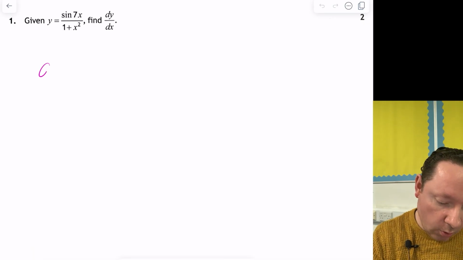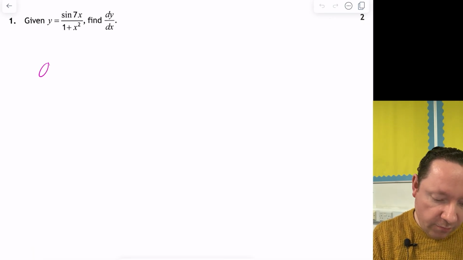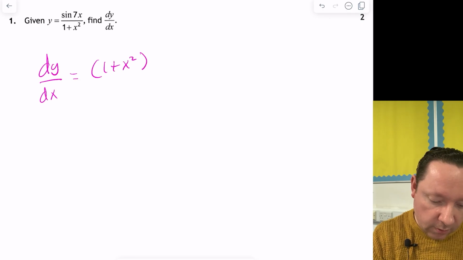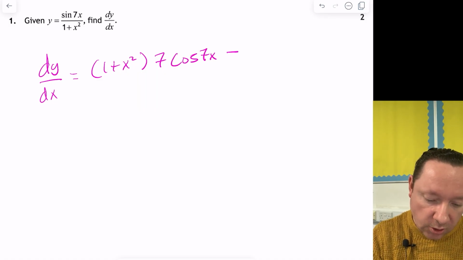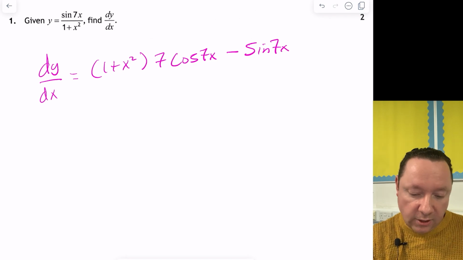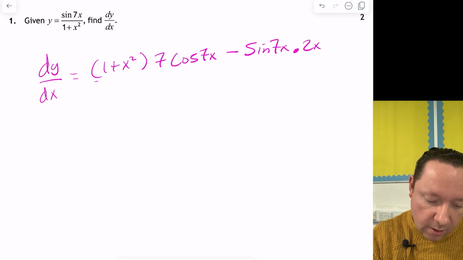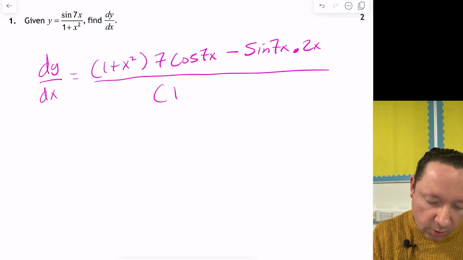So we're going to use the quotient rule. We've got dy by dx is equal to v, 1 plus x squared, times u dash, sine becomes cos, so it's 7 cos 7x, v u dash, minus u, sin 7x, times v dash, well that's just 2x, all over v squared, which is 1 plus x squared, all squared.